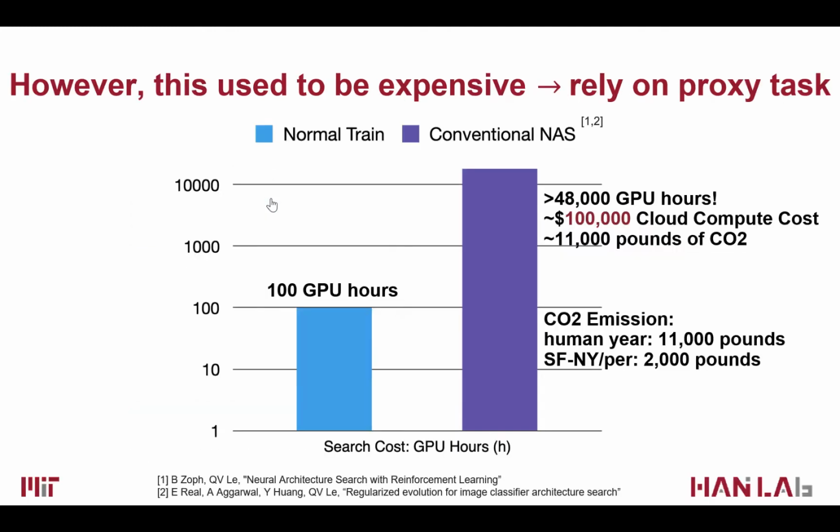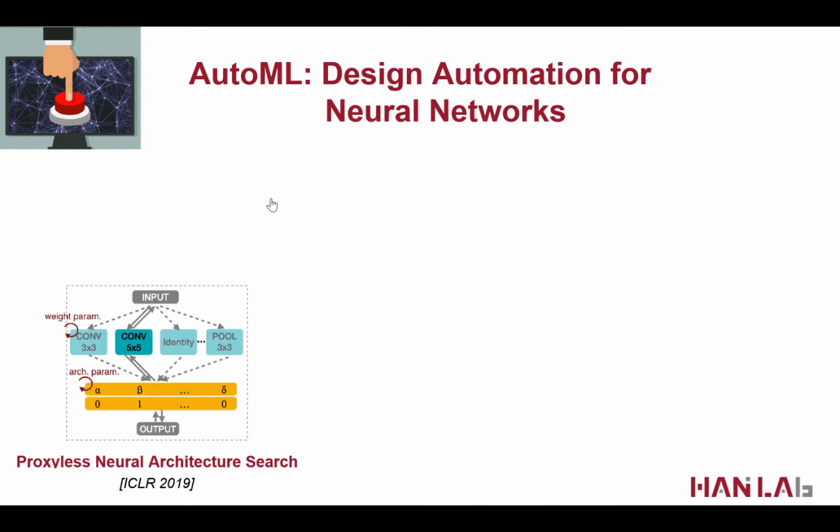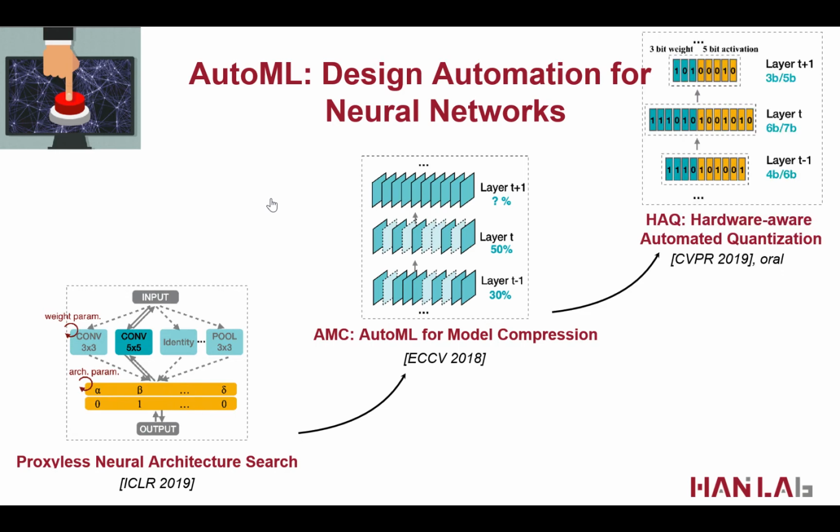However, conventional NAS methods are very expensive, requiring tens of thousands of GPU hours and more than $100,000 to search a single model. Therefore, such methods have to rely on proxy tasks to reduce the cost, such as learning on CIFAR10 and then transferring the building blocks to ImageNet, which is usually suboptimal for the target task. So, we introduce a more efficient AutoML pipeline for efficient deep learning, including ProxylessNAS for auto neural architecture search, AMC for auto channel pruning, and HAQ for auto mixed precision quantization.